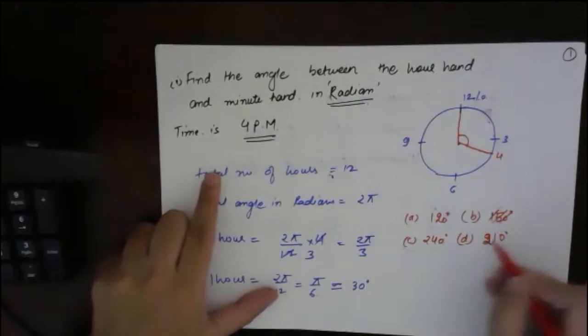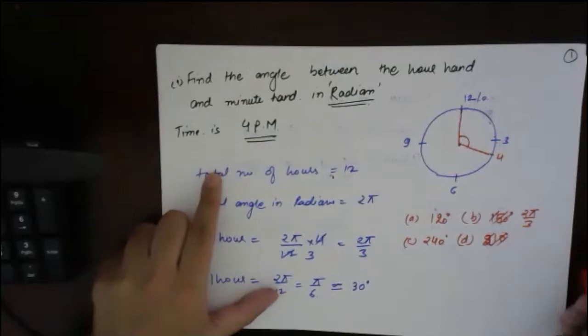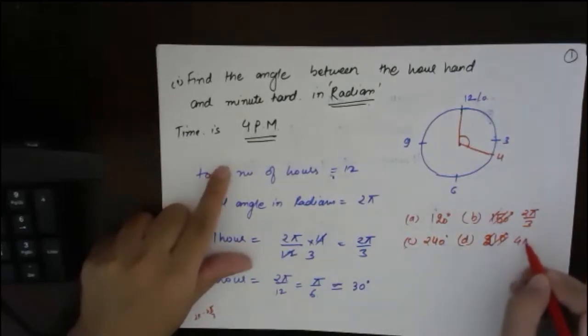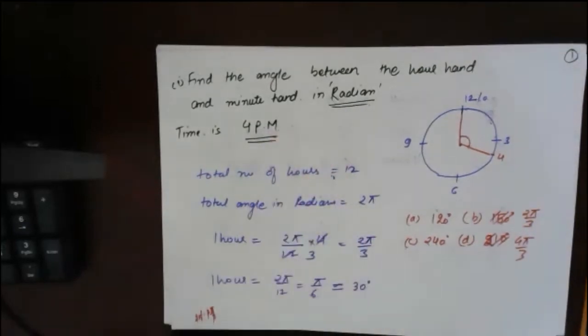Just wait. So this is 2 pi by 3, and this is 2 pi minus 2 pi by 3, which is 4 pi by 3. Now tell me what will be the answer. This is a multiple choice question. Angle between the minute and hour hand for these 4 options. Think about it. Multiple choice. Think about it.